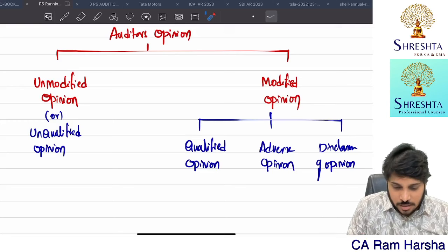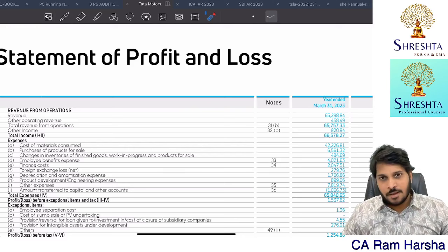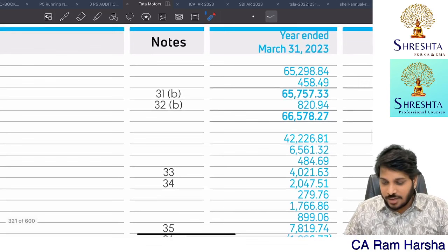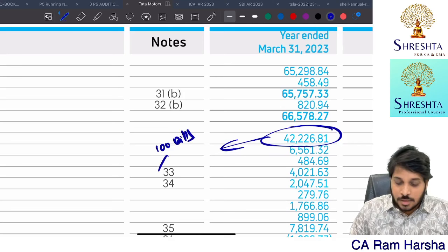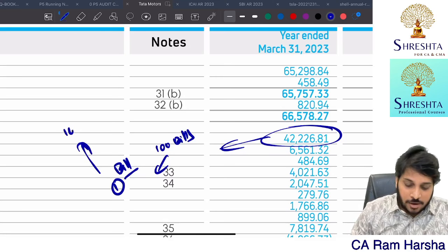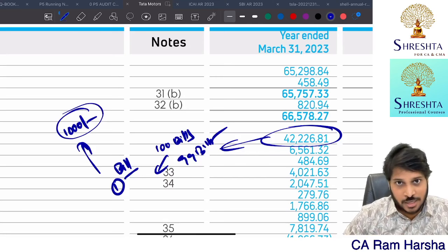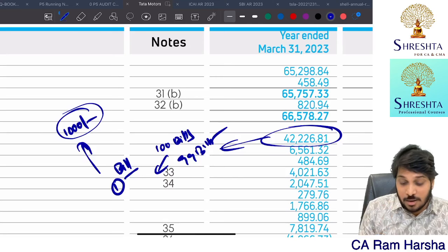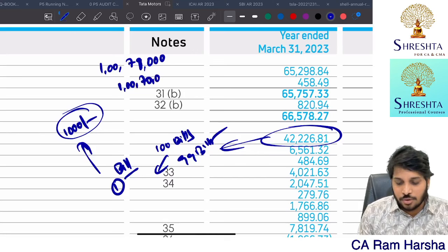Now let's look at one more example. Suppose I am verifying all these items, turnover, expenses, all that. Somewhere in the purchases, 42,000 crore is there, right? In this 42,000 crore, some 100 bills I selected. In one bill, when I verify, I found a 1,000 rupees mistake. In the remaining 99 bills, no mistake at all. Just in one bill, a 1,000 rupees mistake is there. It was wrongly accounted. The original bill value is actually 1,71,000, but the company accounted it as 1,70,000.